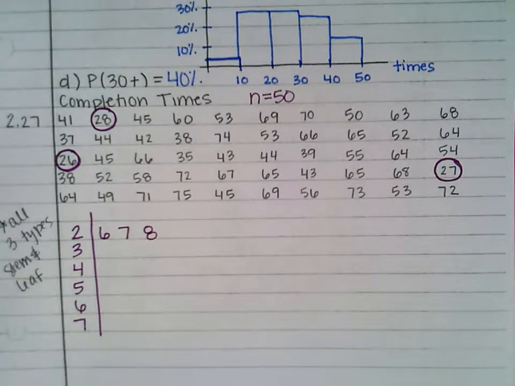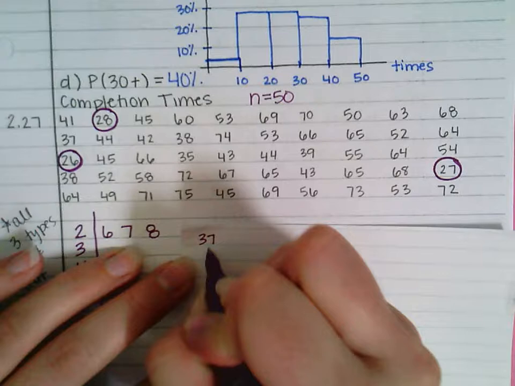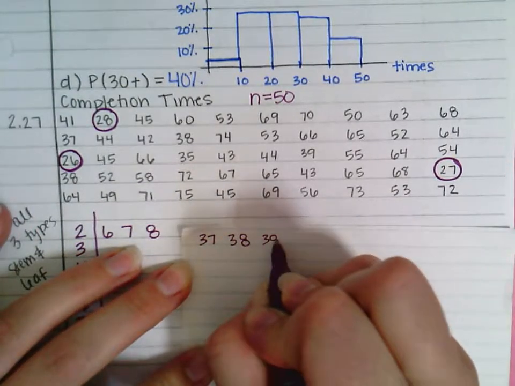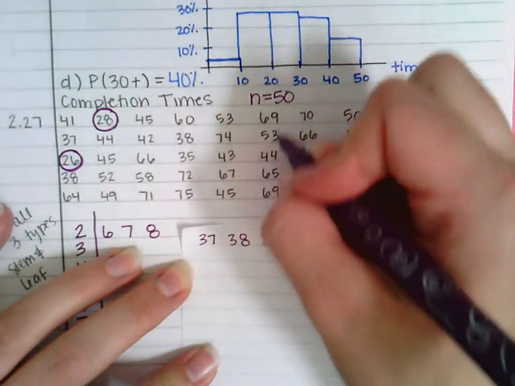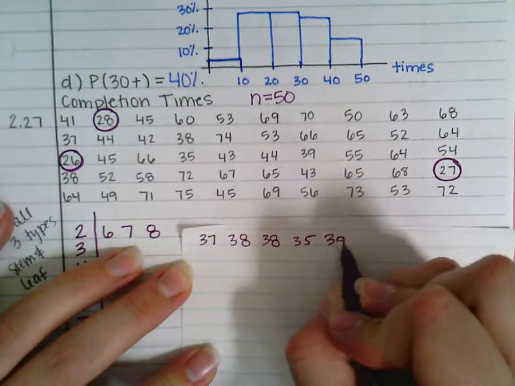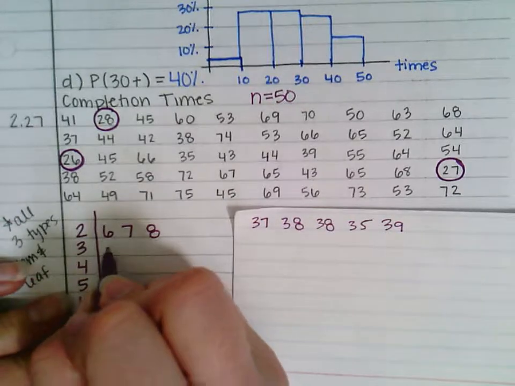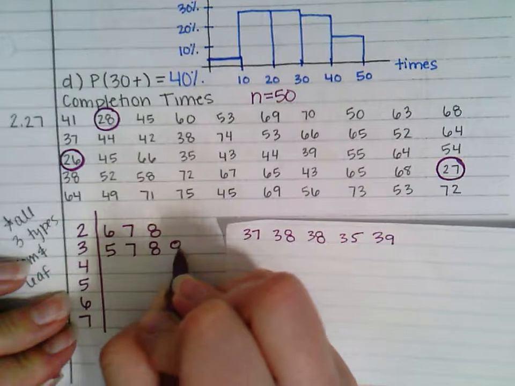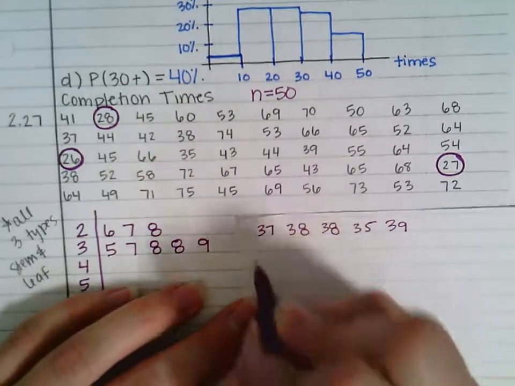Now I'm going to grab just another sheet of paper, a little note card here, to list out all my 30s. So I have 37, 38, 38, 35, 39. Okay, so again, I want to make sure that I am putting these in numerical order. And any repeats, I'm going to keep that number there.